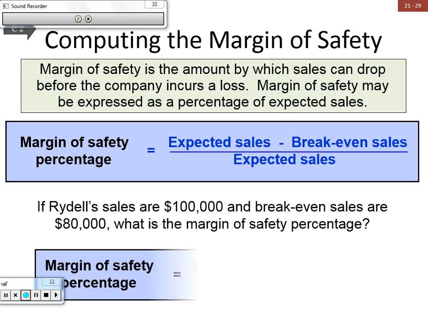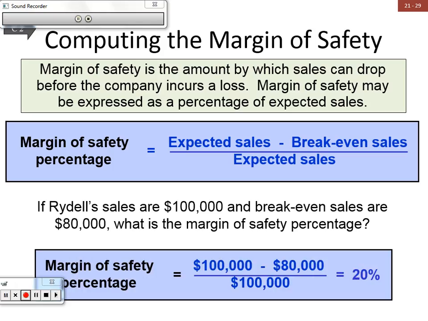Now, margin of safety. What is margin of safety about? Why do we care about margin of safety? Why is margin of safety so important? It tells you up here. Stop reading in your book. Margin of safety is the amount by which sales can drop before the company can... Isn't that the same as break even? No. Tell me the difference.